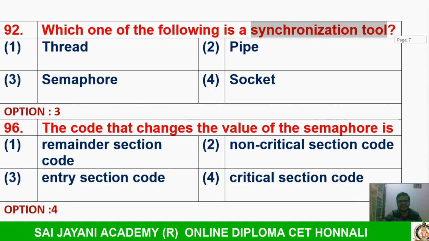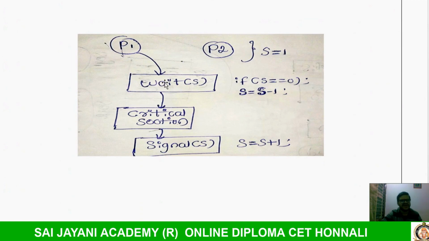Then in semaphore we have two operations, that is the wait operation and the signal operation. In the wait operation, if the semaphore is equal to 0, then no process will enter into the critical section. Similarly, if the semaphore value is other than 0, that means equal to 1, then the semaphore value is decremented by 1 in the wait operation. The other operation is the signal operation. In the signal operation, the semaphore value is simply incremented by 1.